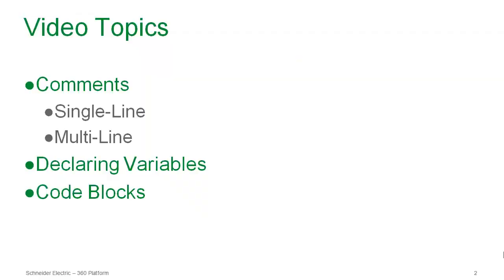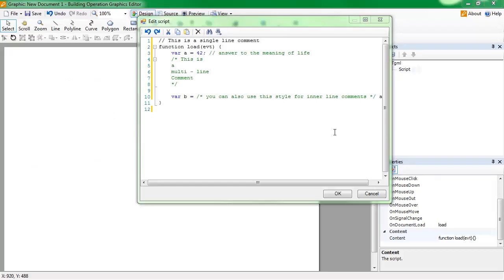Last time we looked at value types and how to switch between value types. Today we're going to look at comments, declaring variables, and then we're also going to look at blocks of code. So I've got a few examples here.